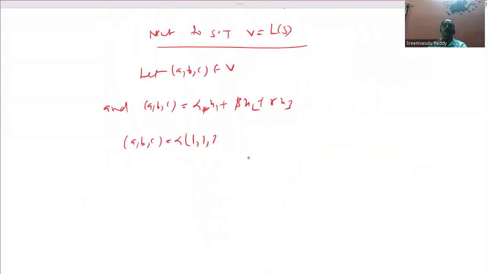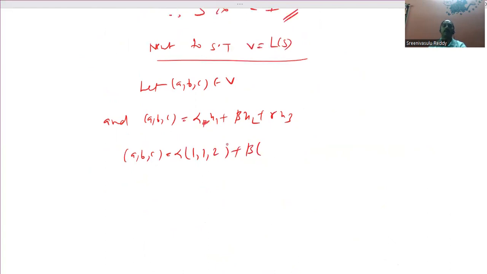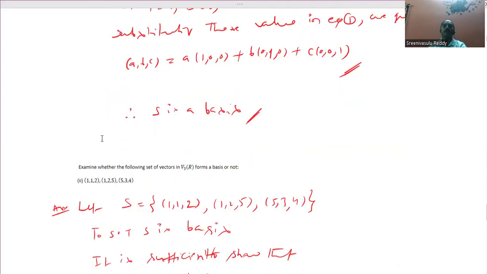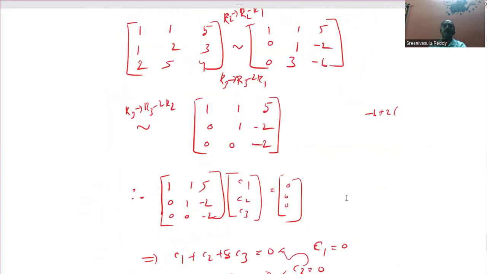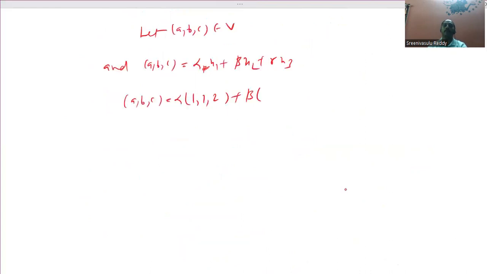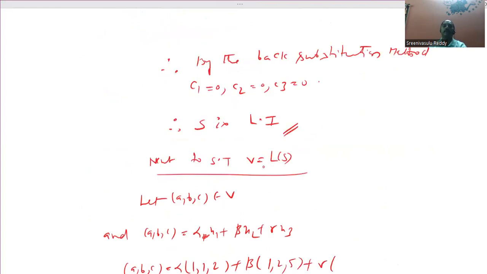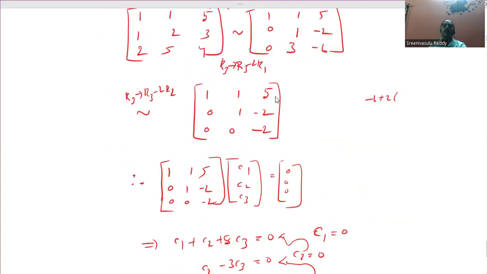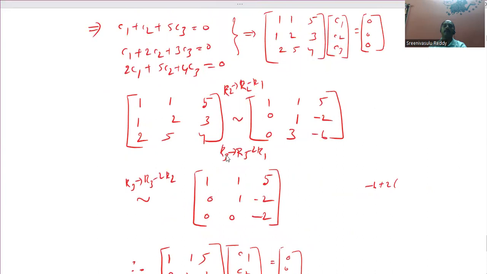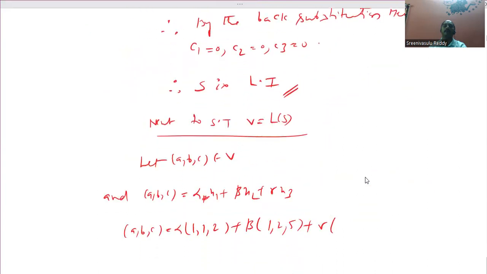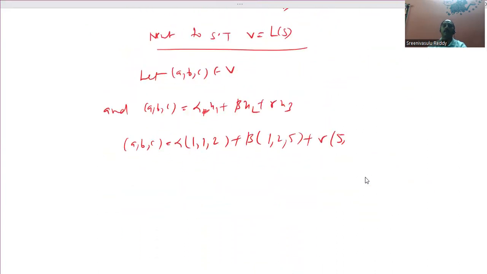Beta is (1, 1, 2). Second vector is (1, 2, 5). Third vector, gamma, is (5, 3, 4). Now find alpha, beta, gamma in terms of A, B, C.